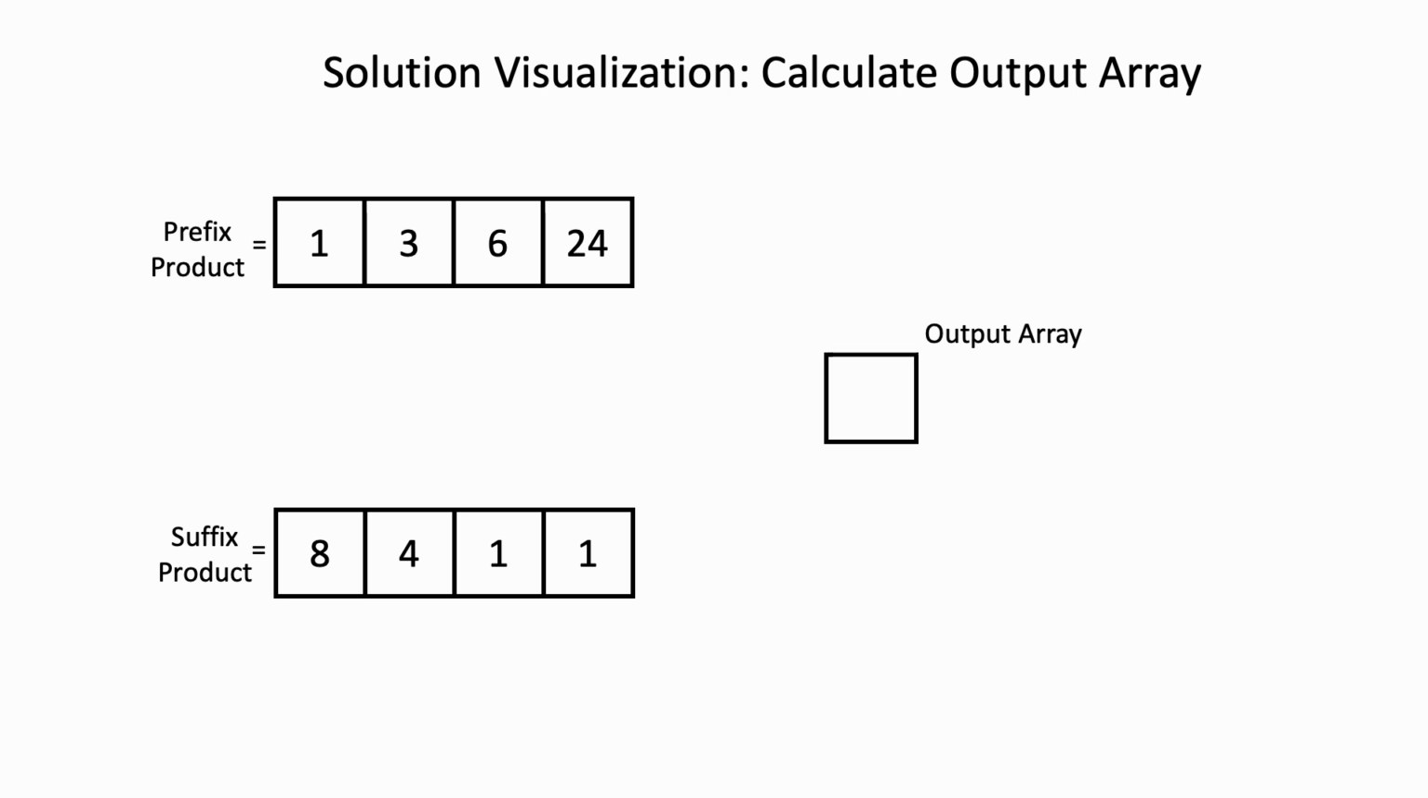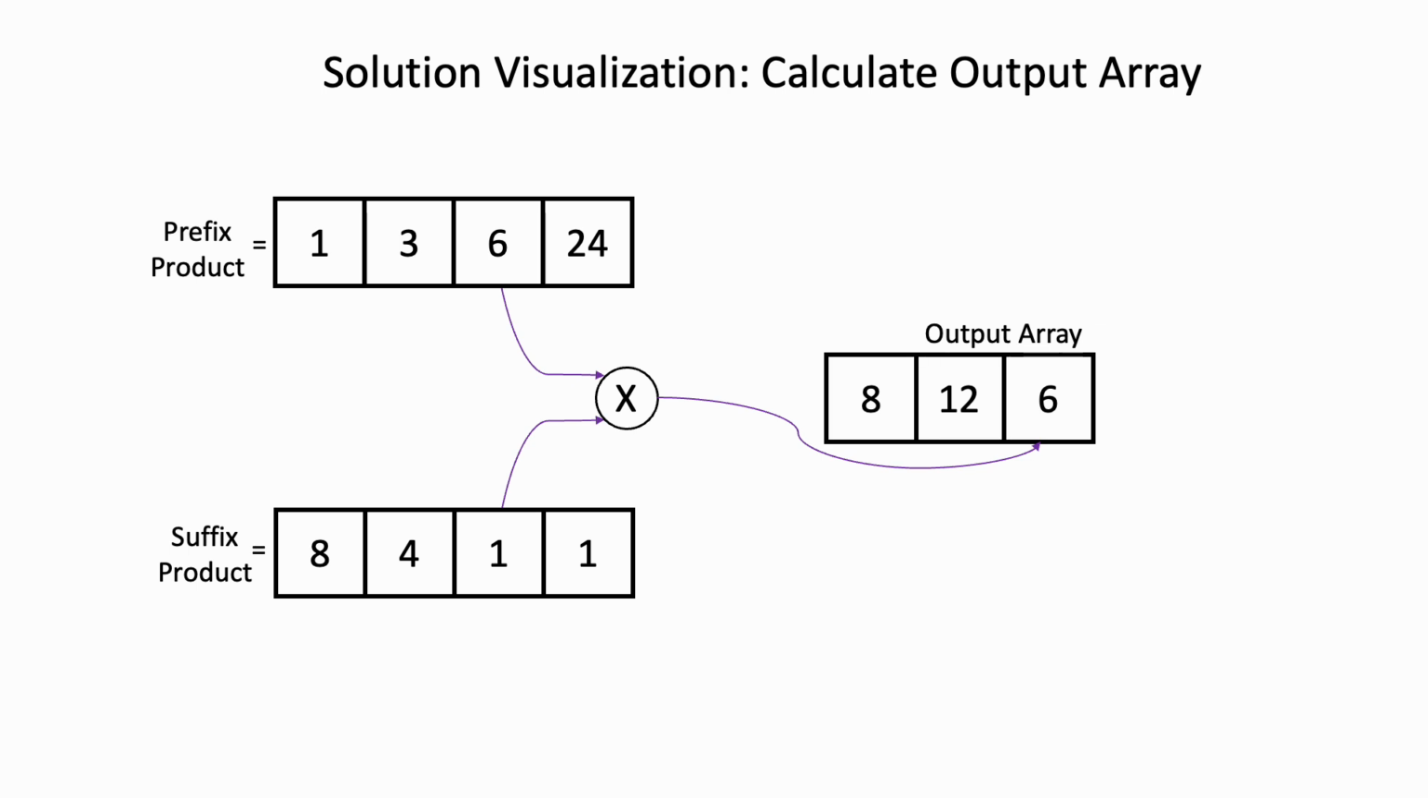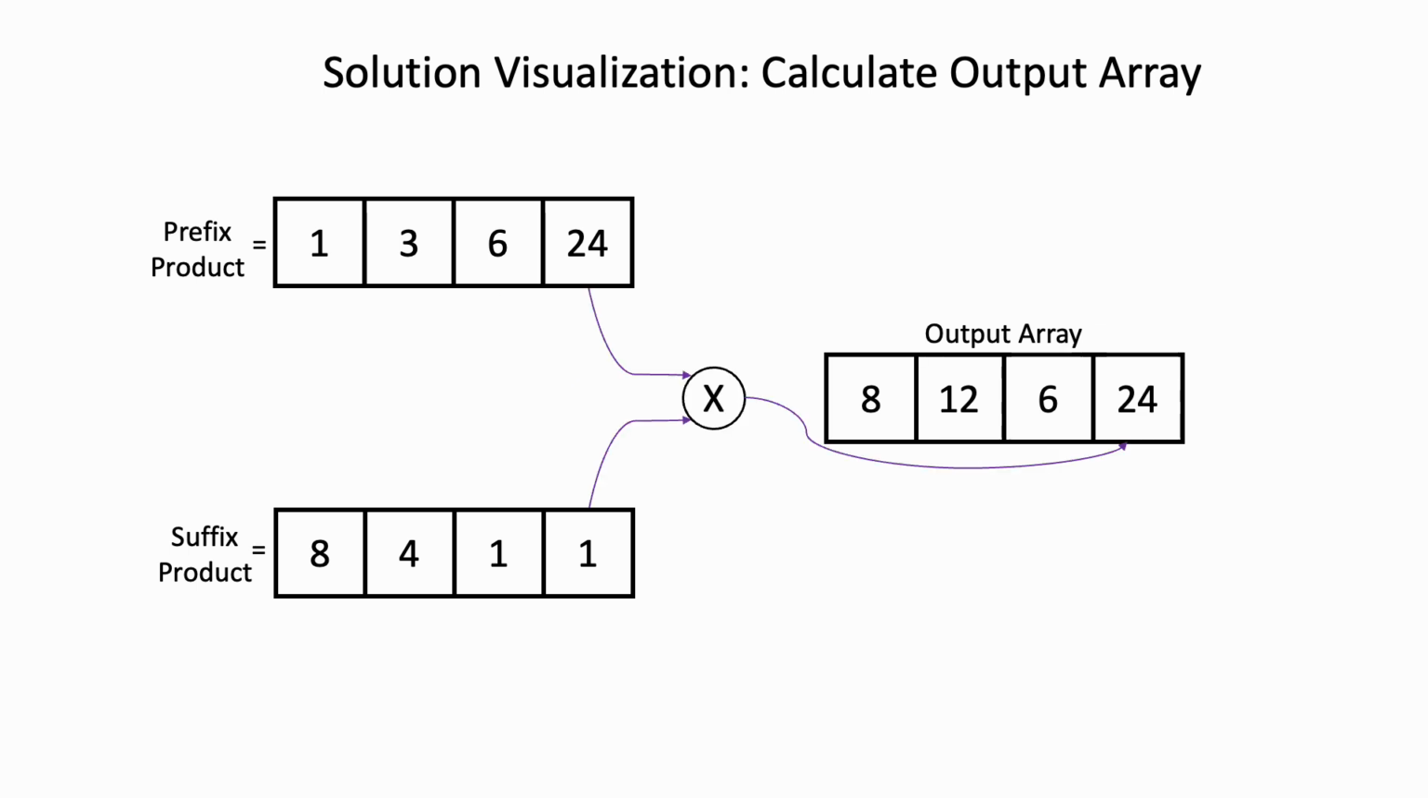Let's look at calculating the output array, which will initially be an empty array. We take the first element of the prefix product array and the suffix product array, multiply them, which would be 1 into 8, which is 8, and append it to the output array. Similarly, we take the second element of both the arrays, multiply them, and add its value to the output array. Similarly, we append 6 to the output array. Similarly, we append 24 to the output array. So we got the expected output.